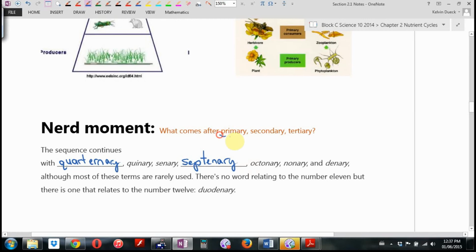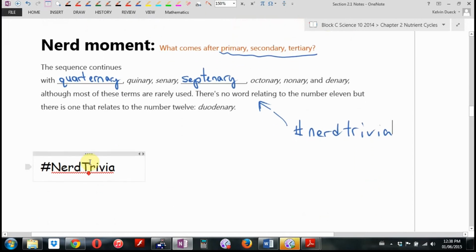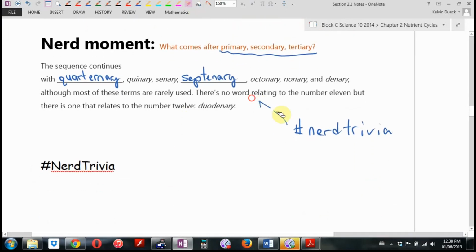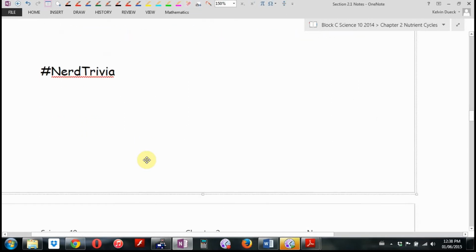You need to know, boys and girls, these three. So this is hashtag nerd trivia. Oh, I typed it in there already, apparently. Forgotten that I typed it in after I photocopied it. So, next page.